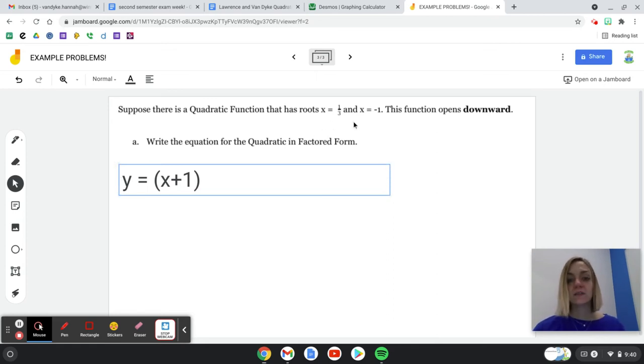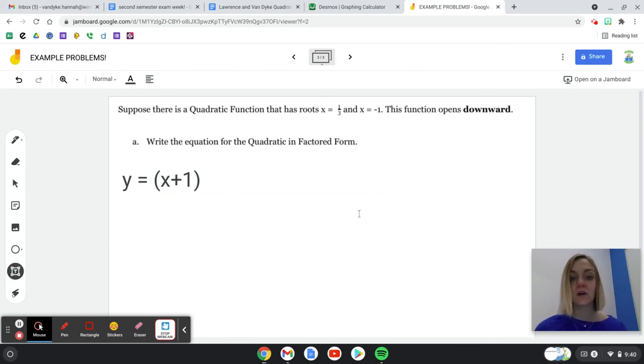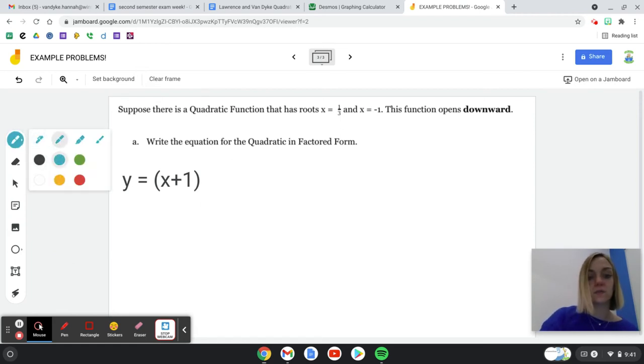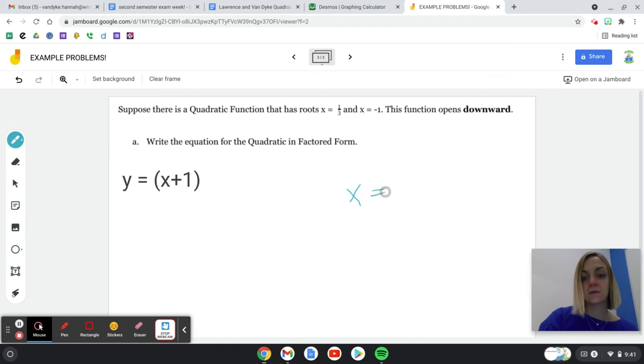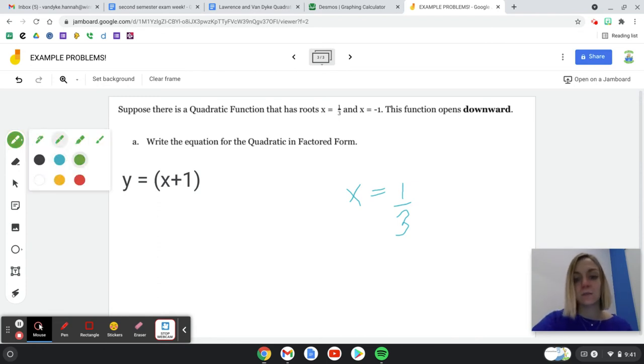Now I have a root that's a fraction, so we're just going to go through how to make this into a factor that we can use easily for our quadratic factored form equation. So if I have x equals 1/3, I'm going to go ahead and write that. Go ahead and take notes with me. X equals 1/3. And I know that my next step is to get rid of the denominators by cross multiplying. So I'm going to go ahead and put x over 1, cross multiply. I get 3x equals 1.